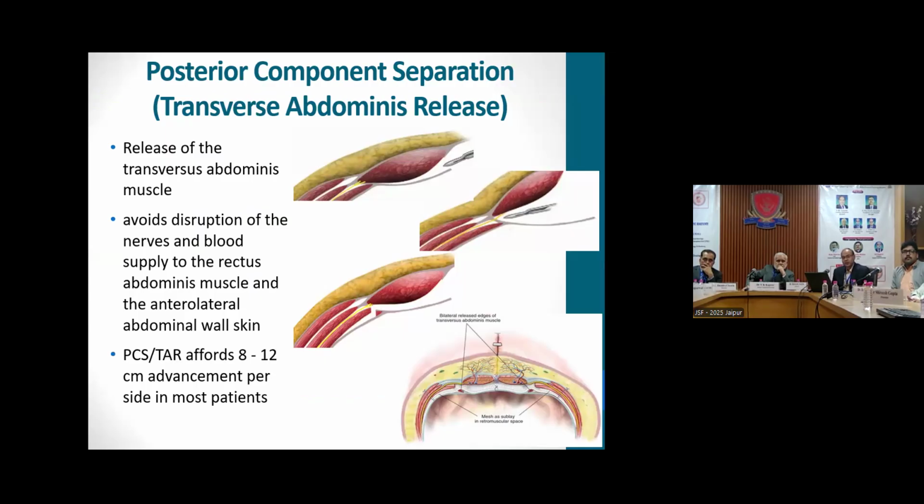Another method is the posterior component separation, or the transverse abdominis release. In this method, we are releasing the transverse abdominis muscle and pulling the rectus muscle in the midline. So this will avoid the disruption of the nerves and blood supply. And to do this, we have to give an incision on the fibers of the transverse abdominis muscle.